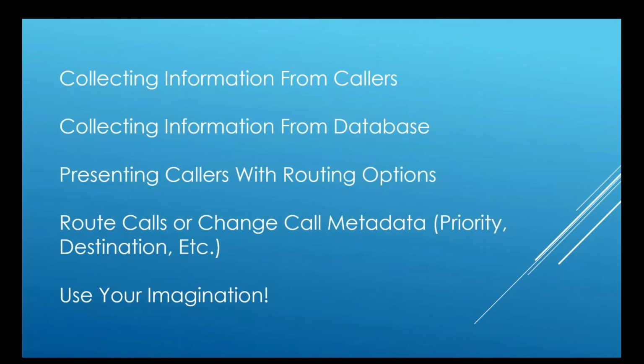But also just to add food for thought, that next to last option there, where Mike says route calls or change call metadata, priority destination, et cetera. One thing we have been requested to do several times is to adopt some kind of fast lane or priority routing for the most valued clients or board members or business owners. And as long as you've got a database with the right value set in it that we can query to determine that those folks belong to that group, and they're calling from their cell phone or whatever number you have on file, typically, we can do that.